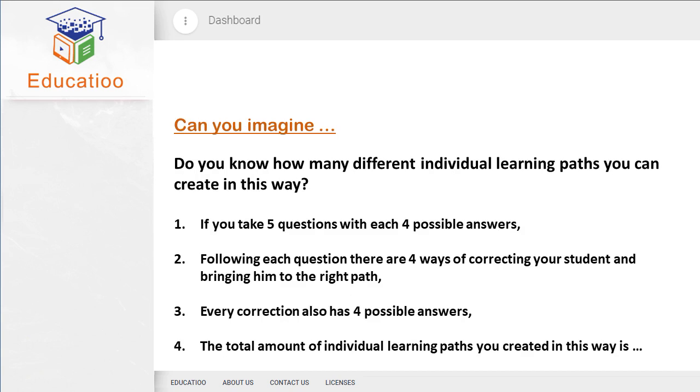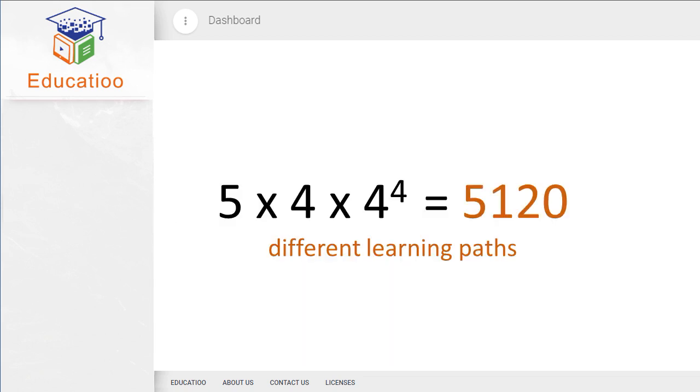Can you imagine? Do you know how many different individual learning paths you can create in this way? 1. If you take 5 questions, and each question has 4 possible answers. 2. Following each question there are 4 ways of correcting your student and bringing him to the right path. 3. Every correction also has 4 possible answers. The total amount of individual learning paths you could create in this way is over 5,000. Whichever way your student goes, whichever answers he gives, you can always lead him back on track. With the Educatioo teaching app you can easily correct every mistake. Within 30 minutes you can create a course to really help, to really teach your student.